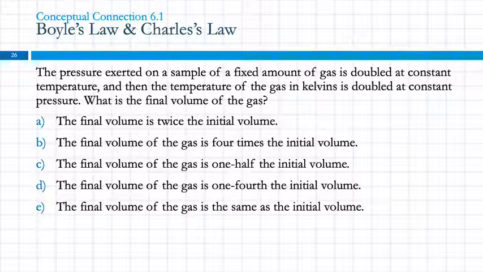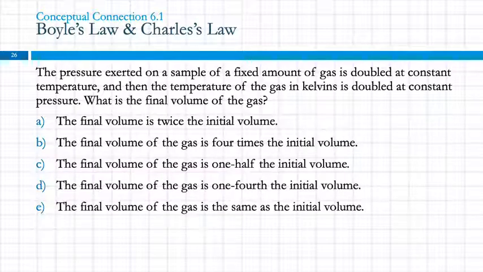So a lot of us have gotten good at learning how to use equations and do a calculation. You give me real numbers and I'm fine, and then I give you a question like this on an exam and you're like, there's no numbers. The pressure exerted on a sample of a fixed amount of gas is doubled at constant temperature, and then the temperature of the gas in kelvins is doubled at constant pressure. What's the final volume of the gas? It's the same. How do we know that? Well, we can just think about what happened.